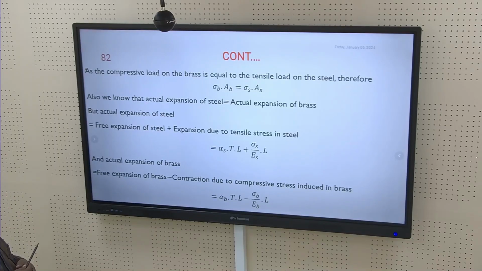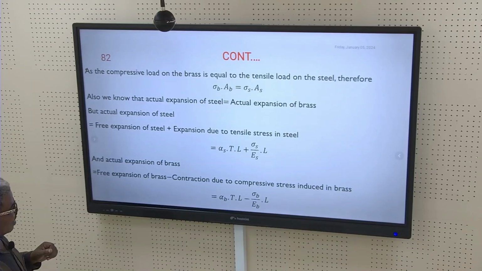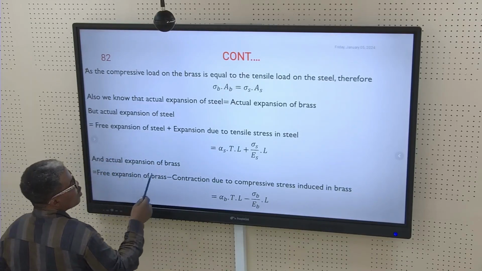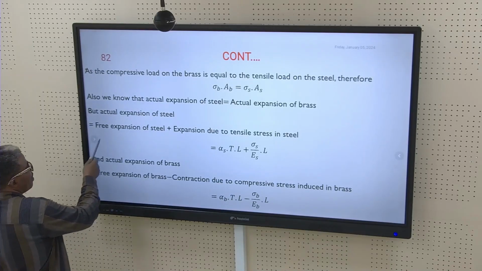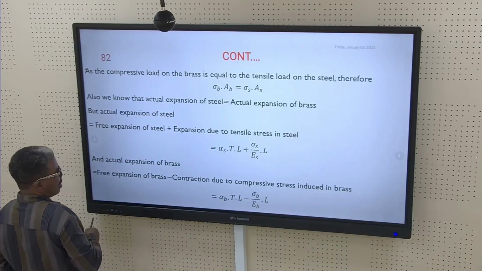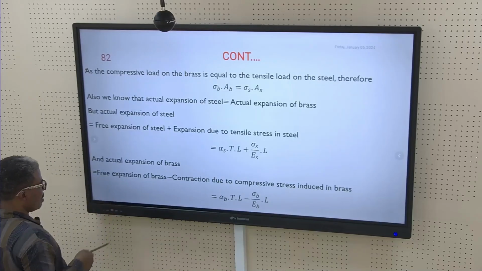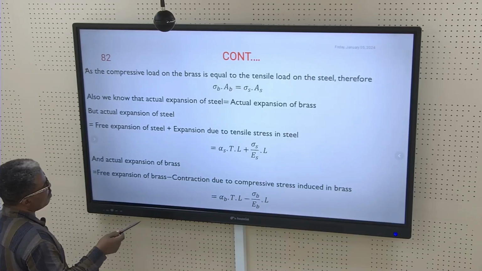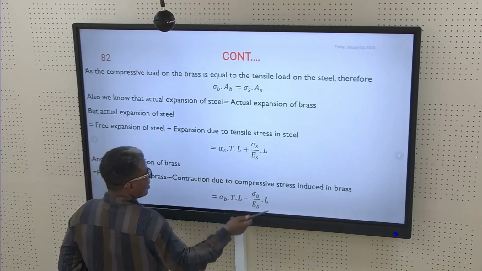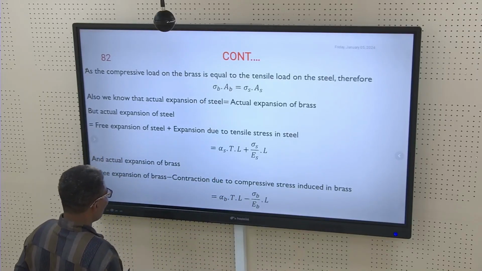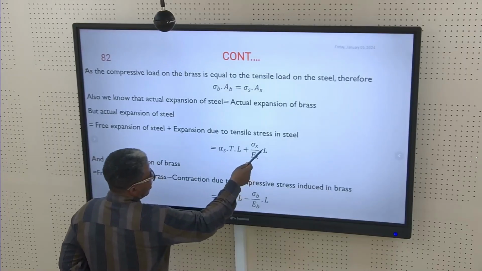Also, we know that actual expansion of steel is equal to actual expansion of brass. But the actual expansion of steel is the expansion of steel plus expansion due to tensile stress in steel. There is the free expansion, the initial expansion, plus the expansion that is caused by the brass. Remember that the brass has a higher expansion rate compared to the steel. So it happens that it supports the steel to expand because it has already expanded to some distance. So it forces the steel to go together with it. So this is the expansion due to tensile stress in steel.